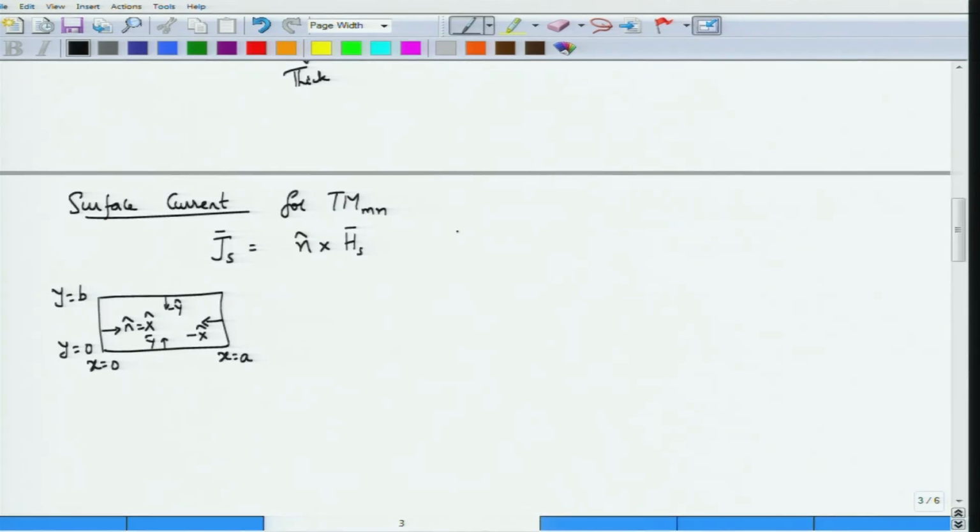Okay, so you have Js at the x equal to 0 wall given by x hat cross the magnetic field at that point. Now what are the magnetic field components? You have hx and hy, so x hat hx plus y hat hy are the two components of the magnetic field. There is no hz component because of the TM mode condition. When you take x cross x, the result will be 0; x cross y gives a result along the z direction, and then you need to substitute the value of hy. I will not go through this in detail, but I will just recall the value of hy.